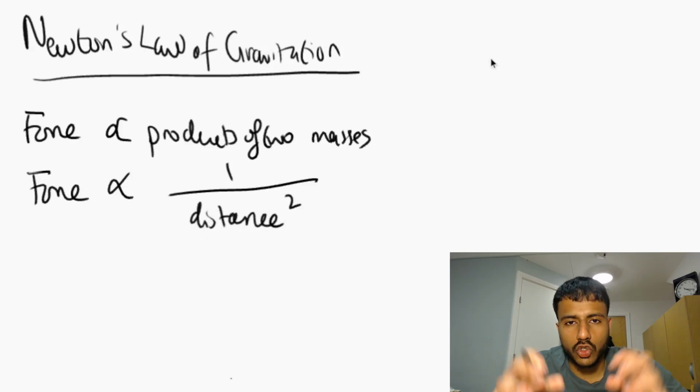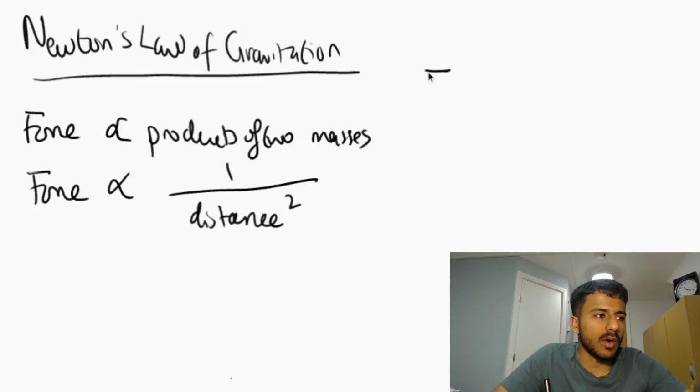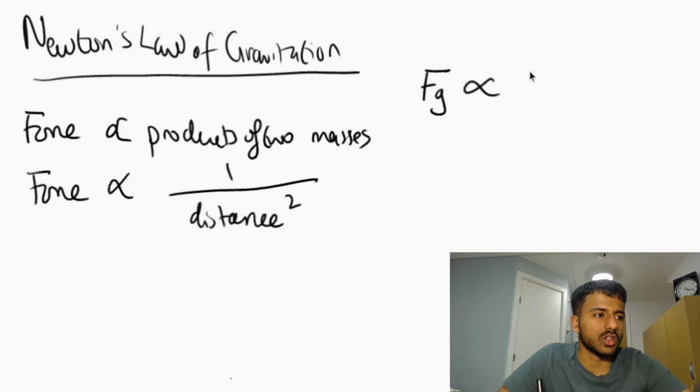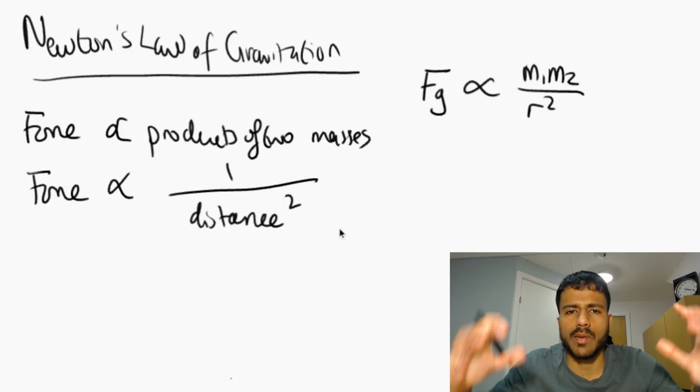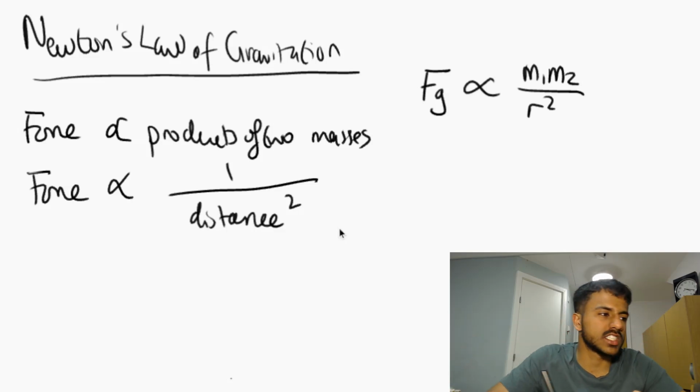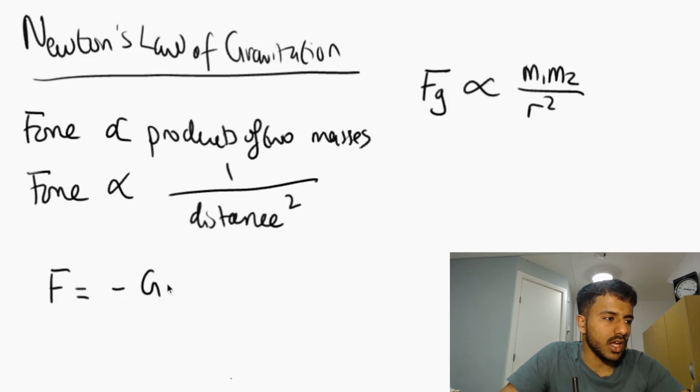So, with these two pieces of information, he could come up with the fact that the gravitational force is directly proportional to the product of these two masses over the distance squared. And remember that we can change the directly proportional sign to an equal sign simply by adding a constant. So Newton came up with the equation F is equal to minus G m1 m2 over r squared.